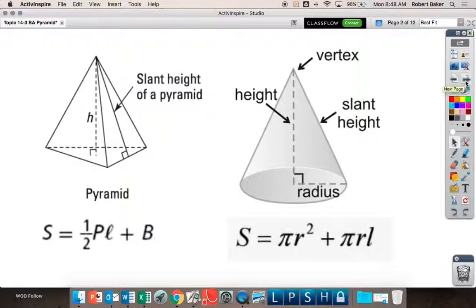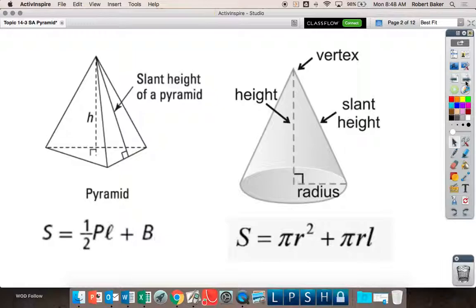For pyramids and cones, they're hard to look at, right? Because there's a lot of different stuff in a lot of different areas. So for a pyramid, we're going to use 1/2 P L plus B. What?